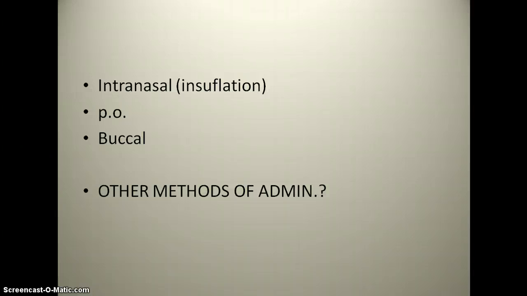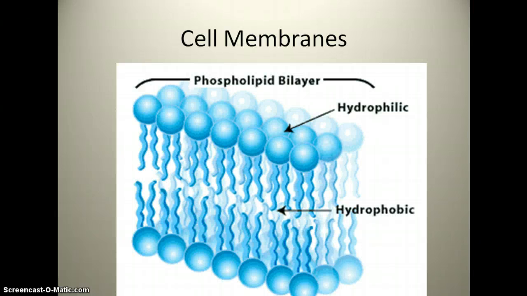There's other routes like intranasal or insufflation, like snorting drugs. PO is orally. Buccal is in the cheek. I'll bet you can think of a couple other routes of administration. Some of them, really anywhere in the body. So you could use eye drops. You could put something under your tongue, sublingual. Rectal. Through the skin, transdermal. There's lots of different ways.